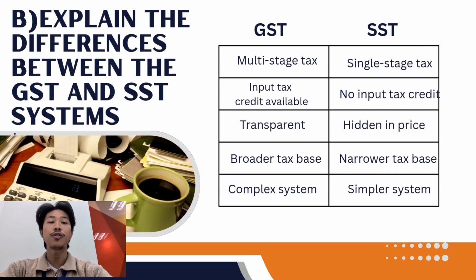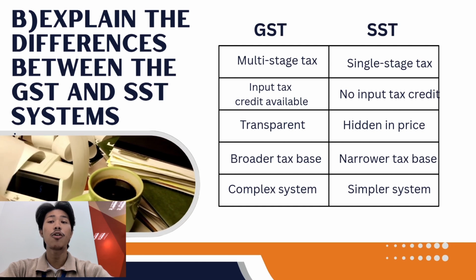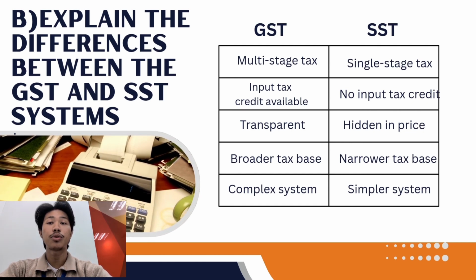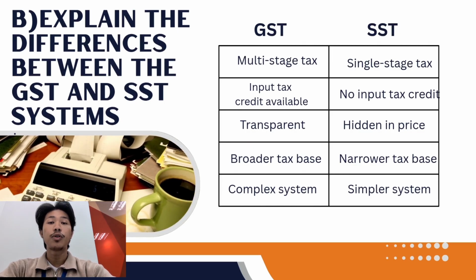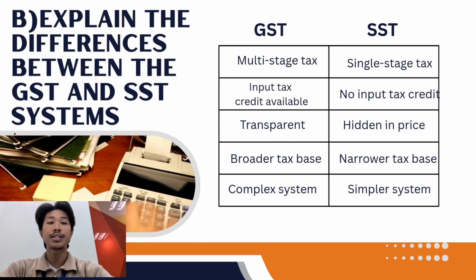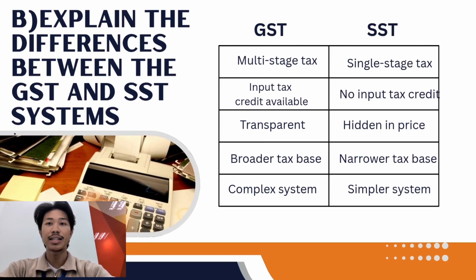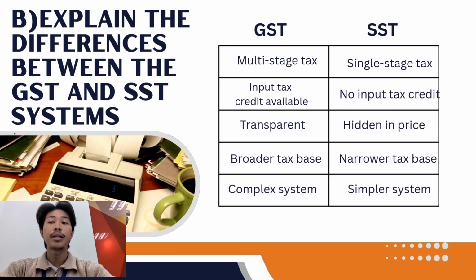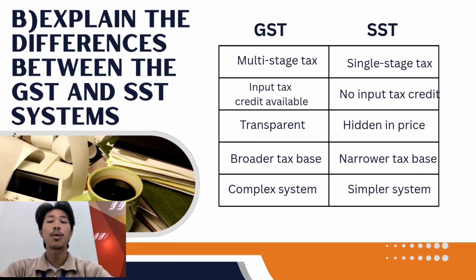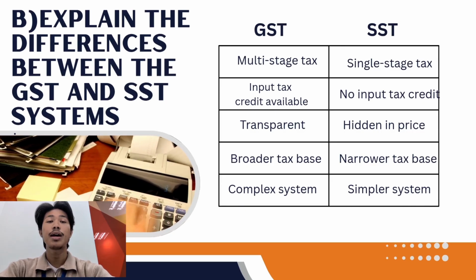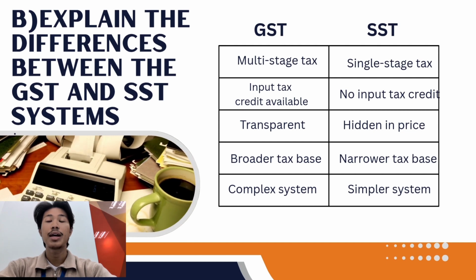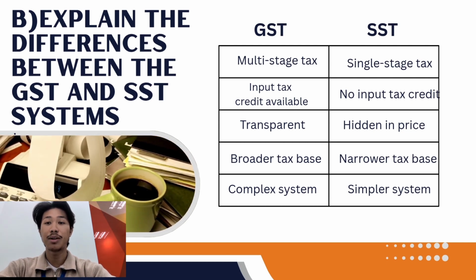which can cause confusion for consumers to determine how much tax they are paying. GST is also applicable to a much broader range of goods and services compared to SST, leading to a more comprehensive tax base that can collect more revenue. SST is narrower in tax base than GST, while GST is administratively more complex and less simple than SST as a collection system. It is better for long-term economic development.